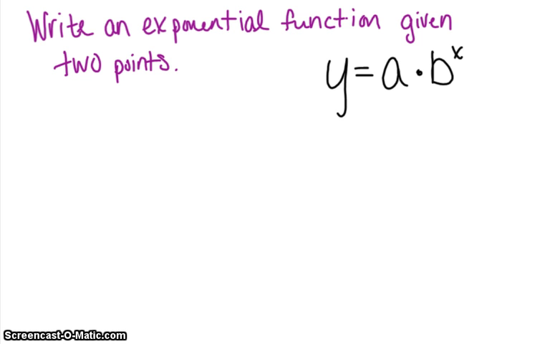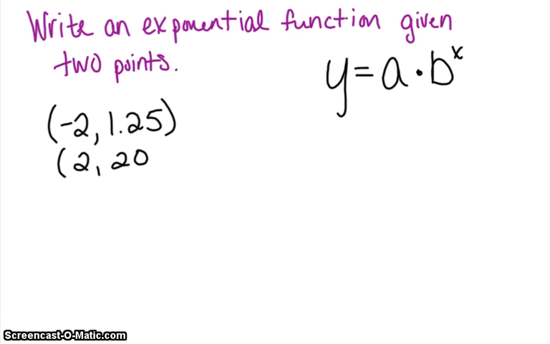So our first example, we're going to do -2, comma 1.25 and 2, comma 20. And what we're going to do is plug in what we know. So I'm going to start with the first equation, and the first number is the x, the second number is the y. So I'm going to plug those two numbers in for the x and the y in our general equation.